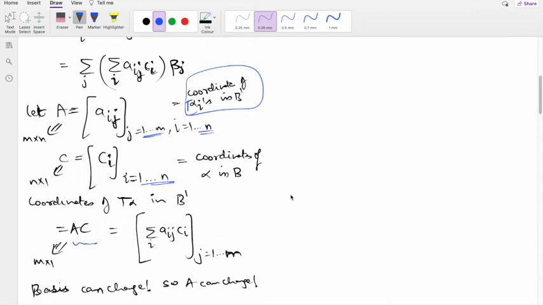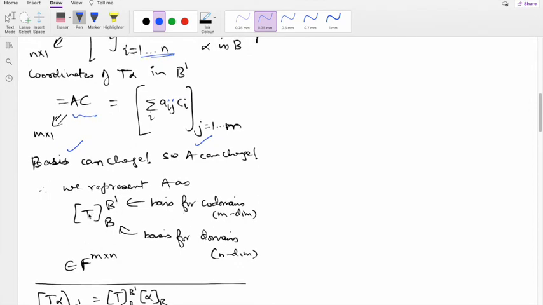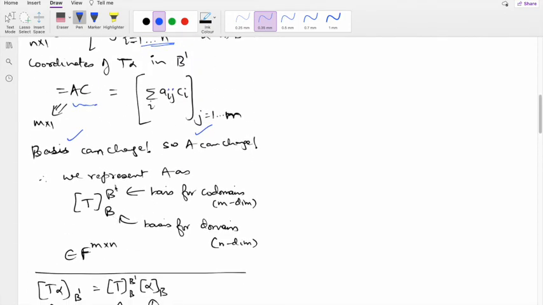But as we already saw, the basis can change, and therefore your A can also change, right? So we represent this A as a matrix in this format, that is, the coordinates of your basis B in terms of B dash. If B is your basis for your domain, which is n-dimensional, and B dash is the basis for your codomain, which is m-dimensional, then this matrix, denoted T B B dash, would be an element of your vector space of m cross n matrices over F. So it will be some matrix in this particular space, right?